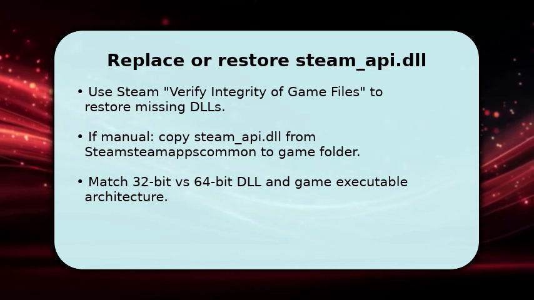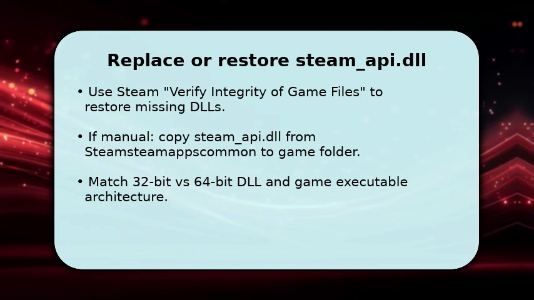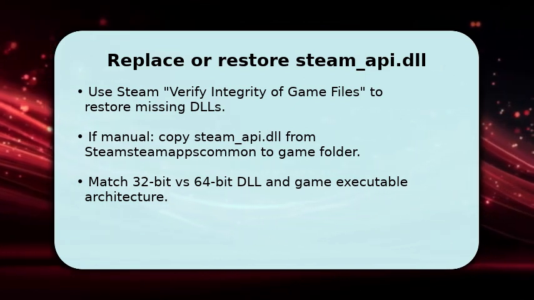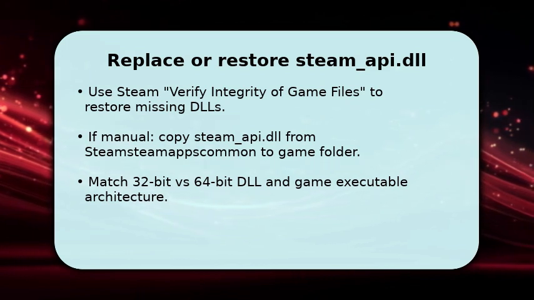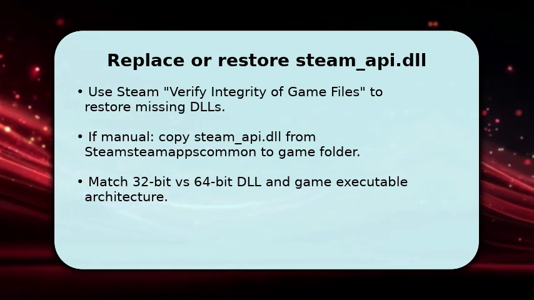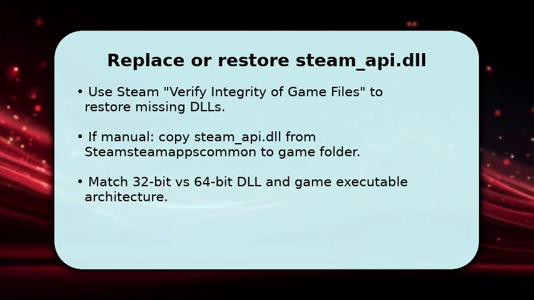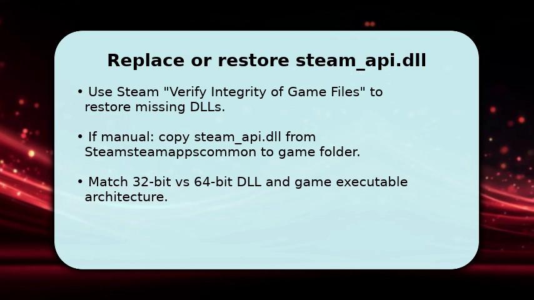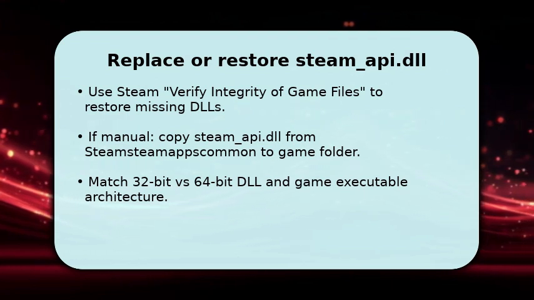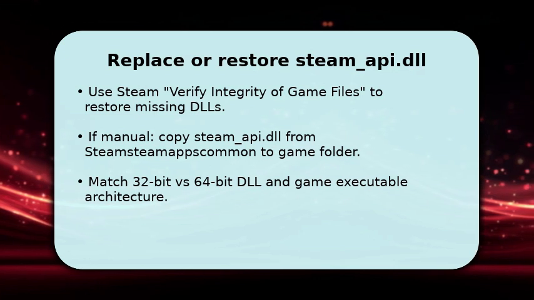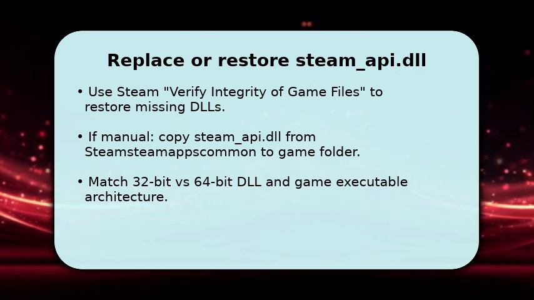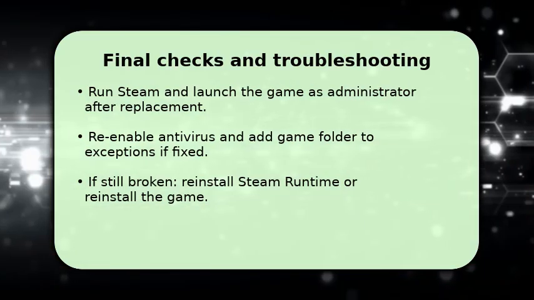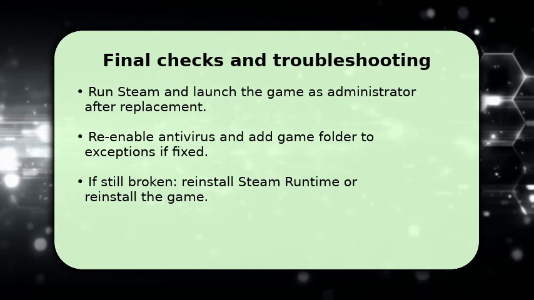If that fails, manually copy Steam API DLL from Steam's common folder or from a known good backup into the PES 2017 folder. Make sure the DLL matches the game's architecture, 32-bit versus 64-bit, because the wrong version won't load. Once copied, set file permissions to allow read access and unblock the file in Properties if Windows flags it as downloaded from the internet. Finally, run Steam and launch PES 2017 as administrator to ensure proper permission for DLL loading.